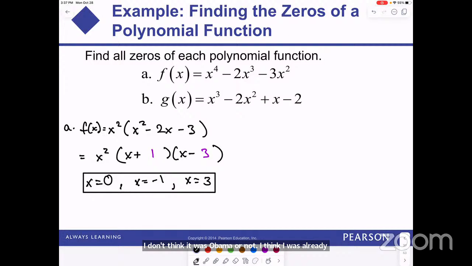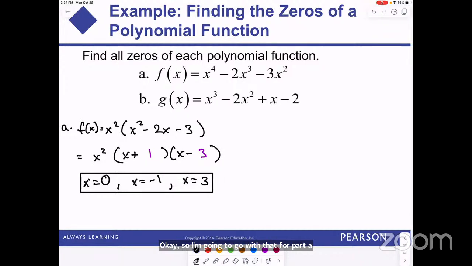Okay, so I'm going to go with that for part A, and then for part B, is there a greatest common factor? No. So in part B, we might try a technique called factor by grouping. Whenever we have 4 or more terms that we're trying to factor, we might try grouping them in different groups and then trying to see can we get to a common binomial factor. So what I'm going to do is group it in this fashion where we have the first two grouped and the last two grouped.